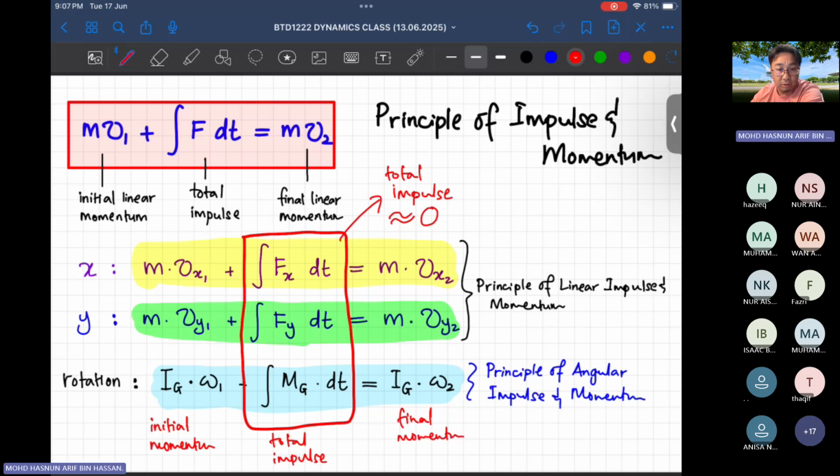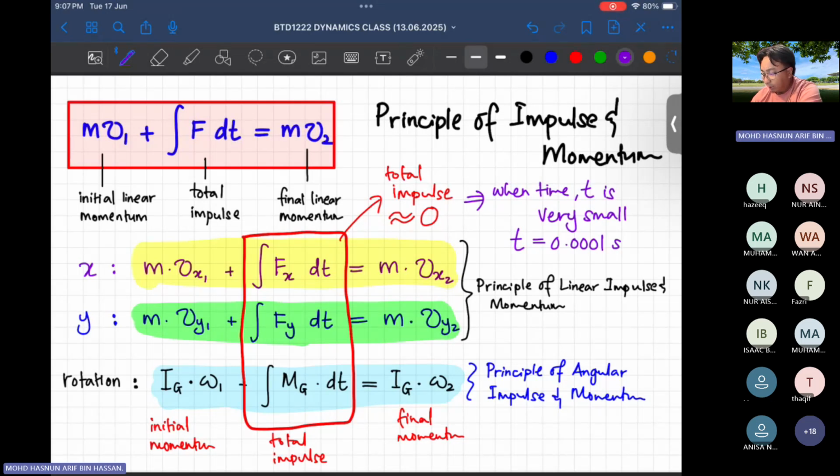In the case where the total impulse is almost 0, how does the total impulse become almost 0? For example, when time t is very small. Let's take t equal to 0.0001 second, for example. Very, very small. When time t is very small, regardless of whatever force or moment you have, multiplied with 0.0001, you have something very close to zero, a very small value.